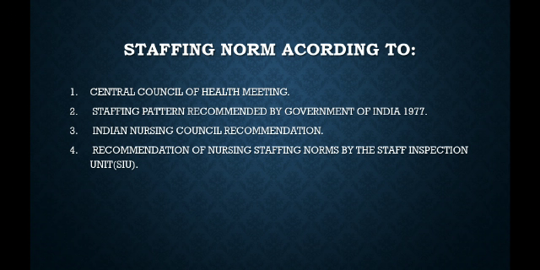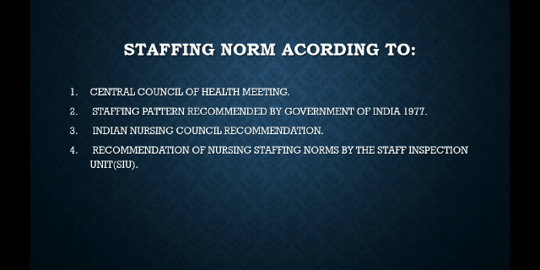Now, according to staffing patterns recommended by the Government of India in 1997, for 400 beds it should be one matron, 6 sisters, and 25 nurses, and for 100 beds, one matron, one assistant matron, and 81 staff nurses.